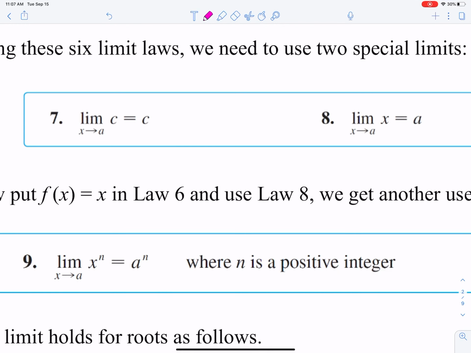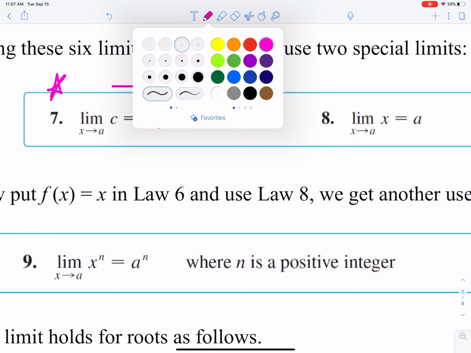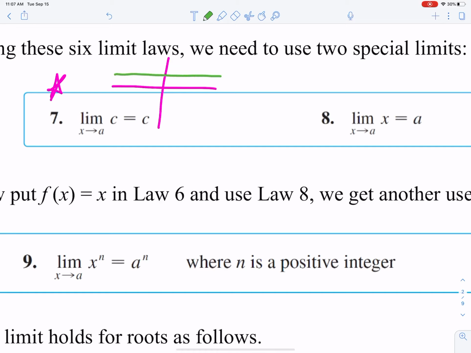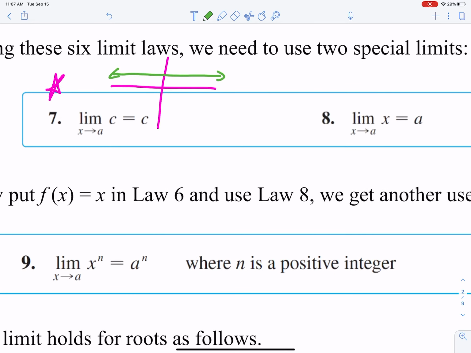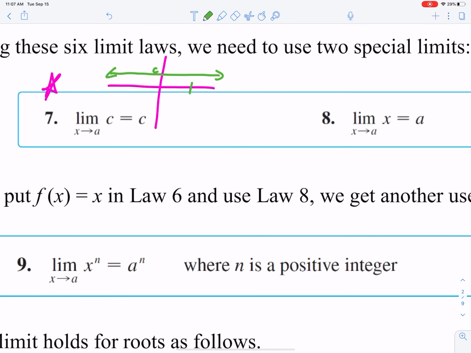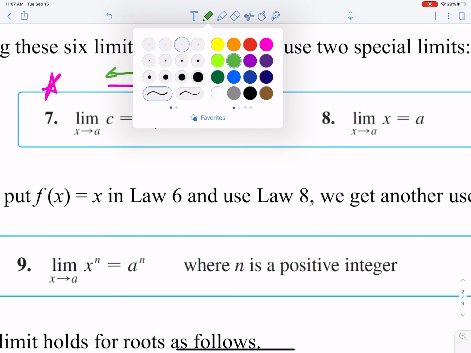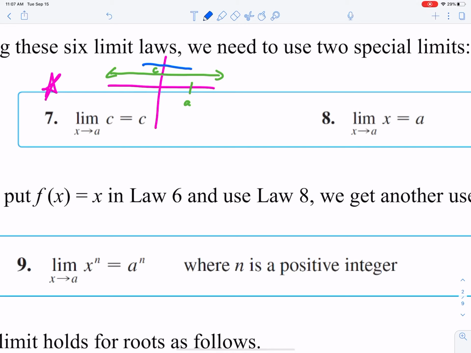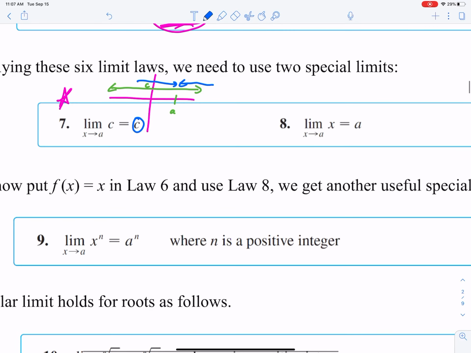Let's see, number 7, another one. Limit as x approaches a of a constant is that constant. Nice and easy, right? Let's graph that one and see how it works out. All right, so pick a constant here. I've got a constant function right there. Let's call that c. And here's some a value. So we follow the curve. As we approach a from the left and as we approach a from the right, actually no matter where a is, the answer is still going to be that constant value. Okay, so that one's important to know.